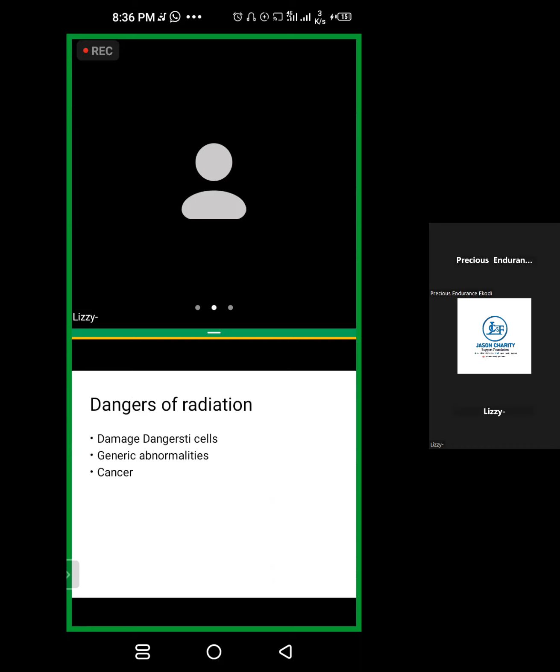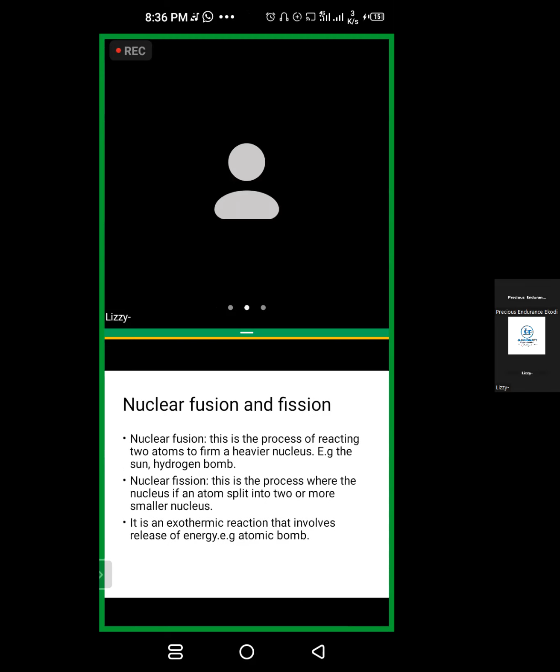So what are the dangers? Talk about dangers: damage to cells, genetic abnormalities, cancer. Then the uses of radiation: chemistry and genetics, the environment, sterilization of water, even sterilization of clippers in barbing salons and the others. And then archaeology and carbon dating, checking the age of a substance, or sorry, a fossil that has been dead for a very long time. Then nuclear fusion and fission.